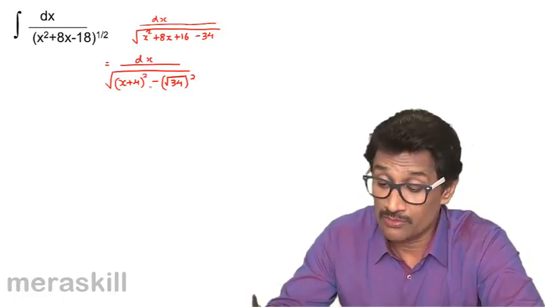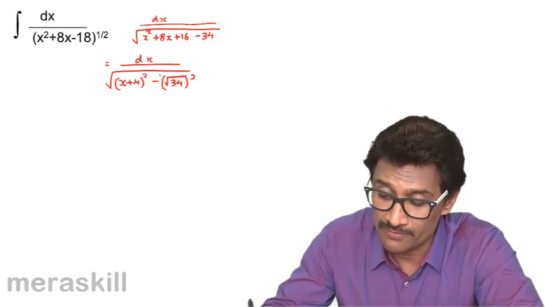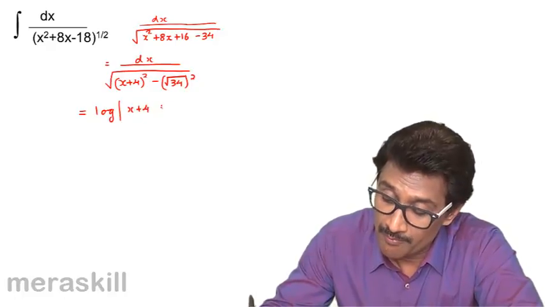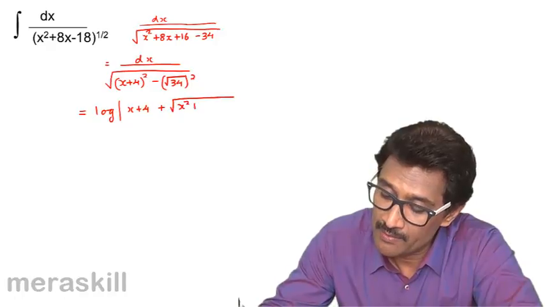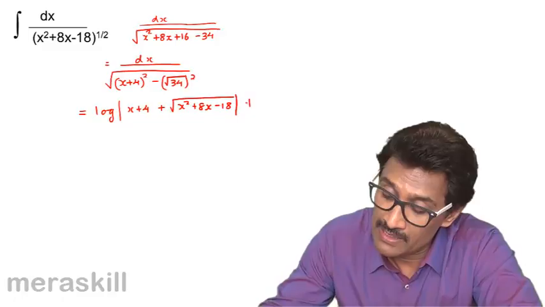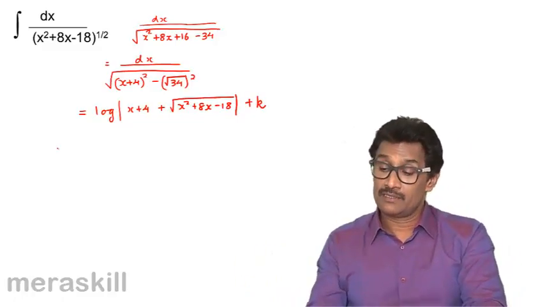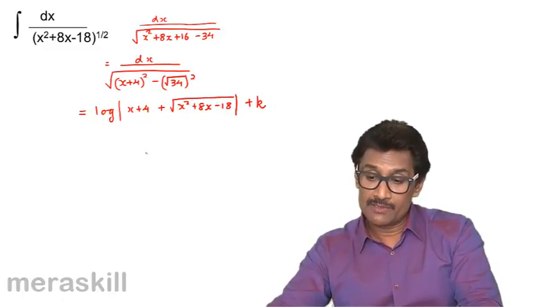Okay, so now this is of the form x square minus a square root of that. So it's going to be log x, that is x plus 4 plus root x square minus a square, which is x square plus 8x minus 18 plus k. Hence we have it that way. We have a couple more formulae based on this.